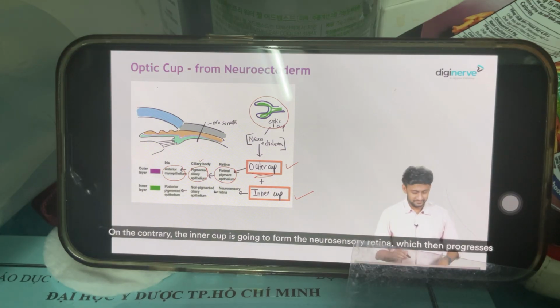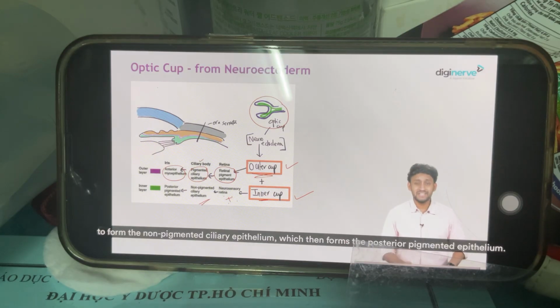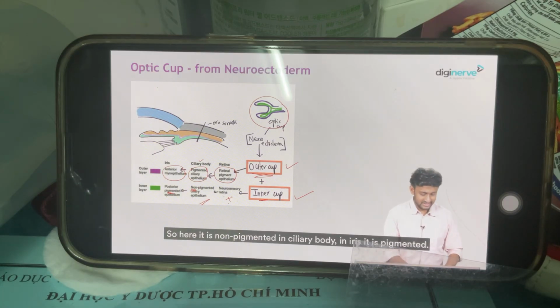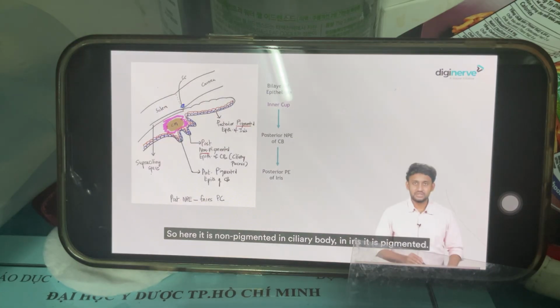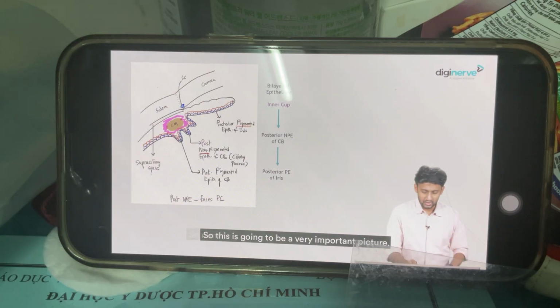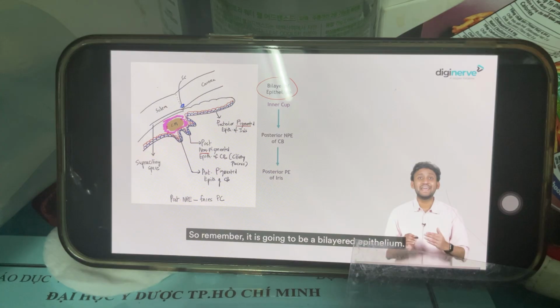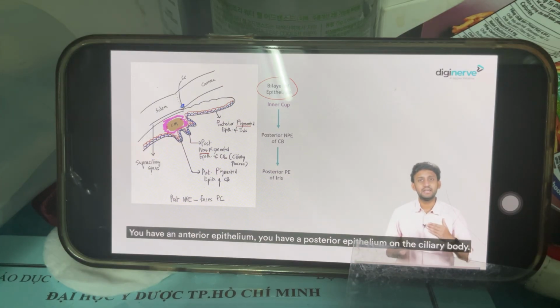On the contrary, the inner cup is going to form the neurosensory retina, which then progresses to form the non-pigmented ciliary epithelium, which then forms the posterior pigmented epithelium. So here it is non-pigmented in the ciliary body, in iris it is pigmented. This is a very important picture. So remember, it is a bi-layered epithelium. You have an anterior epithelium and a posterior epithelium on the ciliary body.